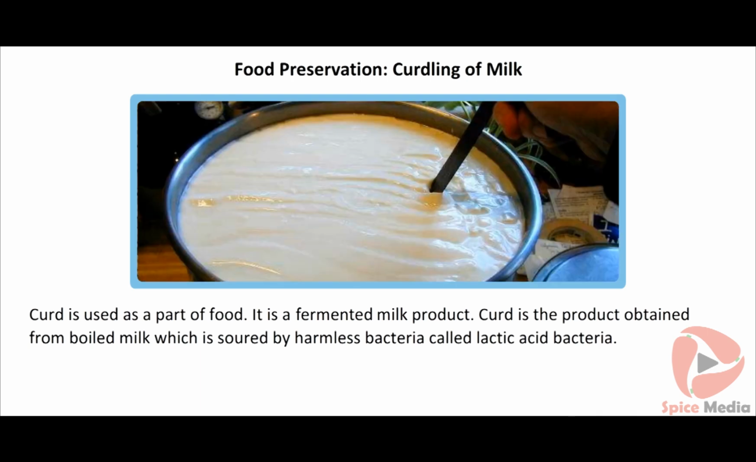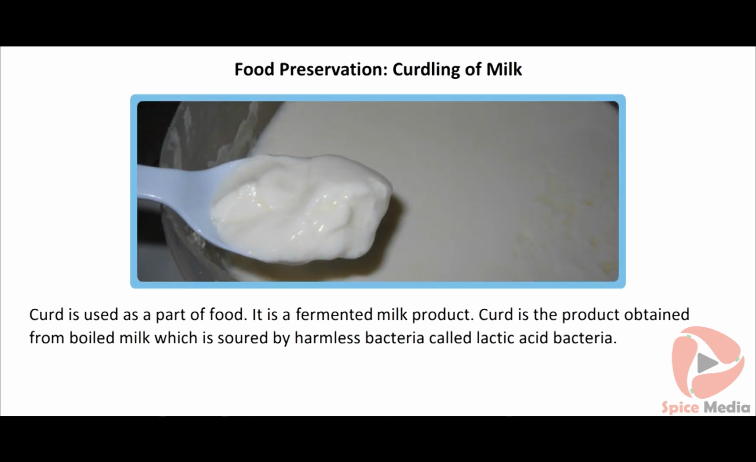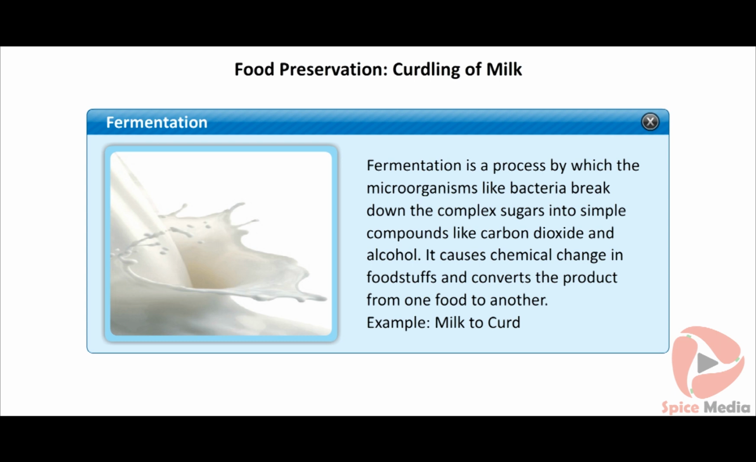Curd is used as a part of food by a large number of people in our country. It is a fermented milk product. Curd is the product obtained from boiled milk which is soured by harmless bacteria called lactic acid bacteria. Fermentation is a process by which the microorganisms like bacteria break down the complex sugars into simple compounds like carbon dioxide and alcohol. It causes chemical change in foodstuff and converts the product from one food to another.